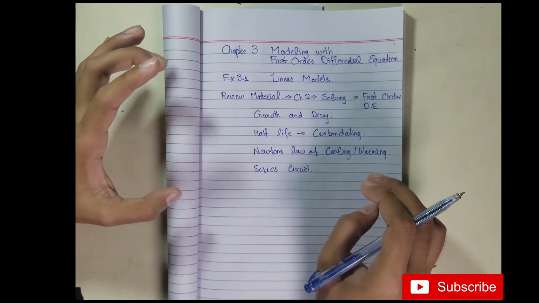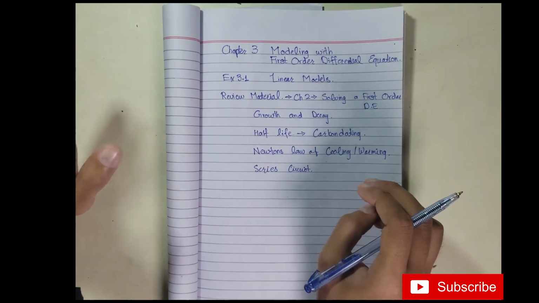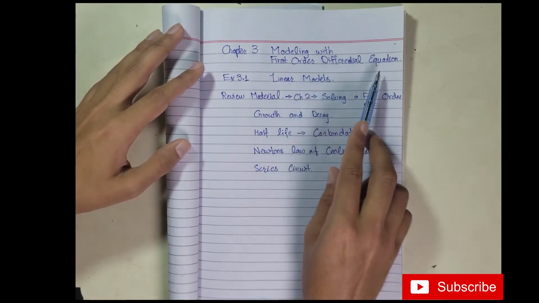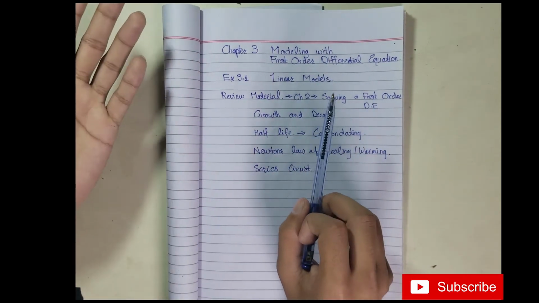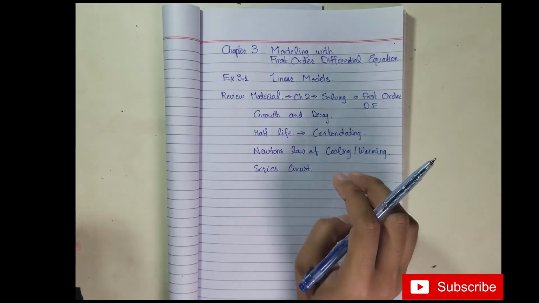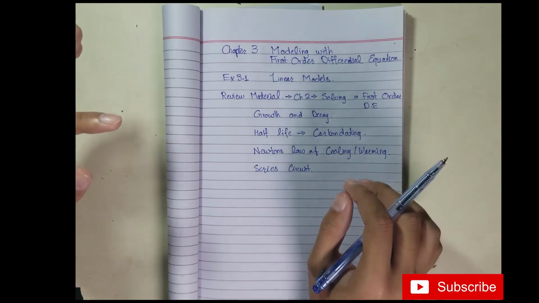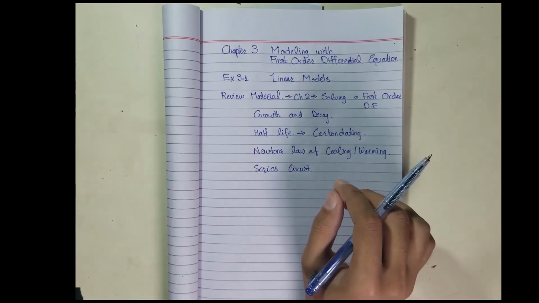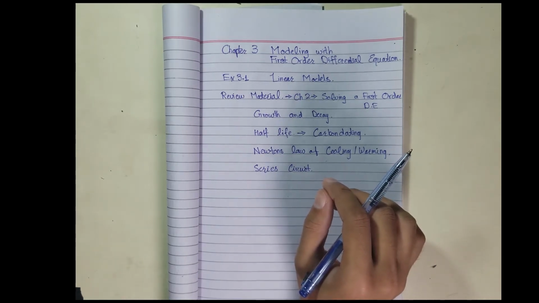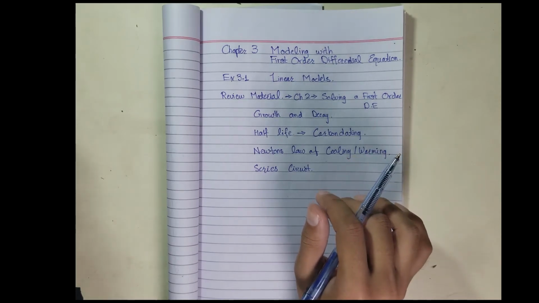In this lecture we will start our new chapter, chapter 3, modeling with first order differential equations. Before starting this chapter we completed chapter 2, first order differential equations, of which a short summary is that we have solved six methods for different first order differential equations. If a differential equation is first order, we can solve it by six different methods.